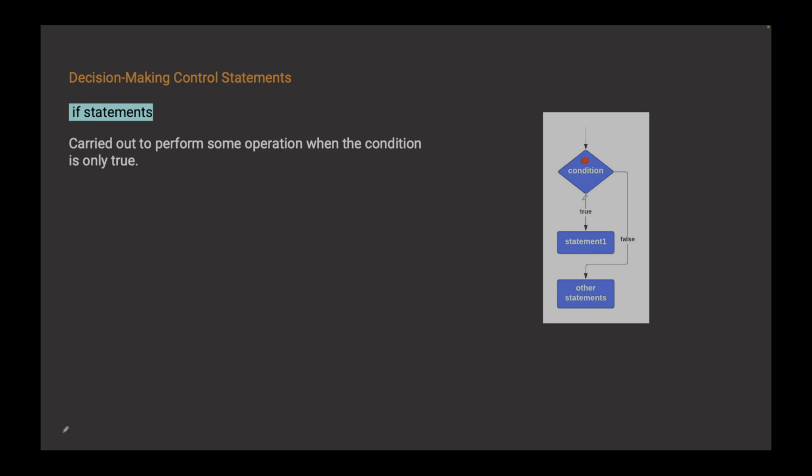So, decision-making control statements. First is the if statement. It is a simple statement that we will see in C programming or any other programming language. It is used when the condition is only true. Here you can see, if this condition is true, then statement 1 will be executed, and there is no else part in this statement. If the condition of the statement is true, then the statement under the if block will be executed.